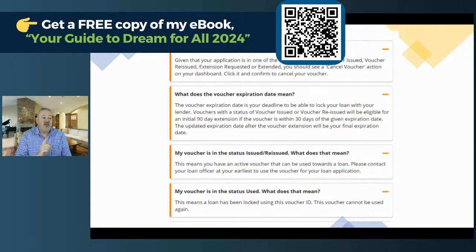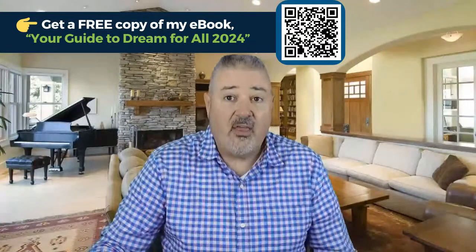But here's the deal. Vouchers with a status of issued or voucher reissued will be eligible for an initial 90-day extension if you're within 30 days of the expiration dates. The updated expiration date after voucher extension will be your final expiration date. So let me talk about that for a minute.